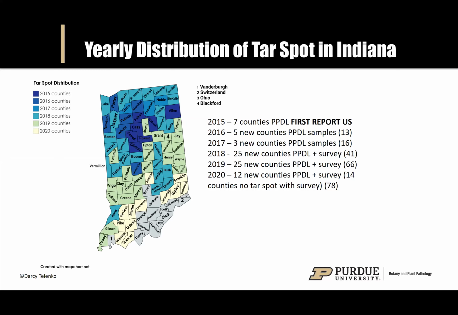But again, there are a number of counties in the southern part of the state that are gray where we still weren't able to find tar spot. But that being said, we were able again this season to find active tar spot in all of those 78 counties. But it's not just important to me to understand whether the disease is in a county, it's also important to understand were the conditions conducive for the disease to really impact yield.